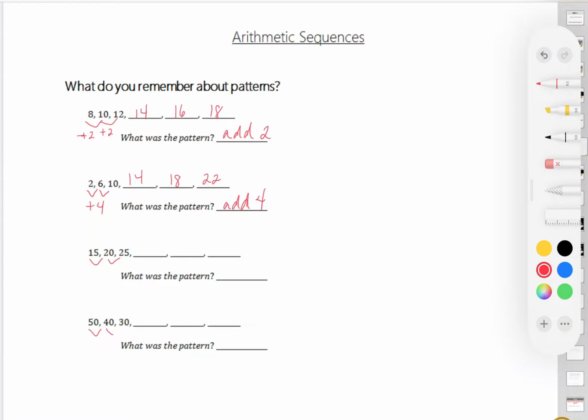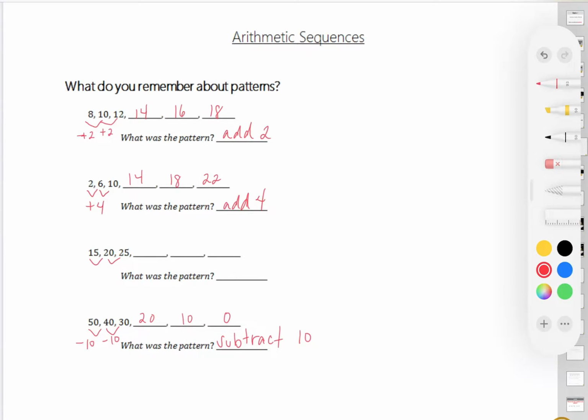Okay, and this last one here. In this pattern, from 50 to 40, we're subtracting 10. From 40 to 30, they subtracted 10. So that's my pattern. I'm going to continue to subtract 10, subtract 10, subtract 10. So the pattern is that we subtract 10.